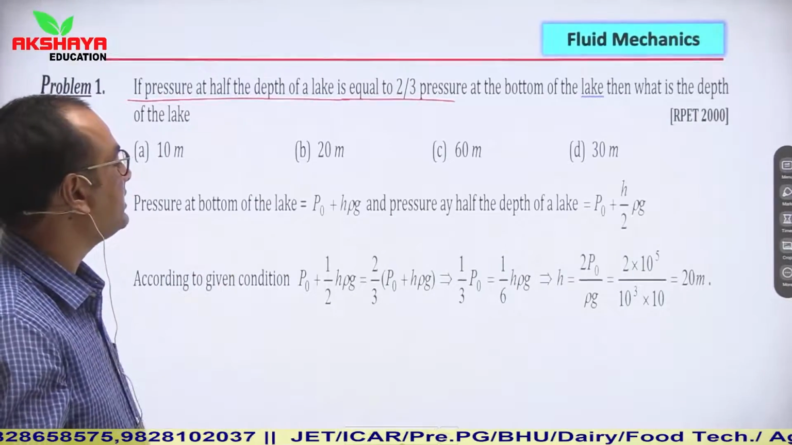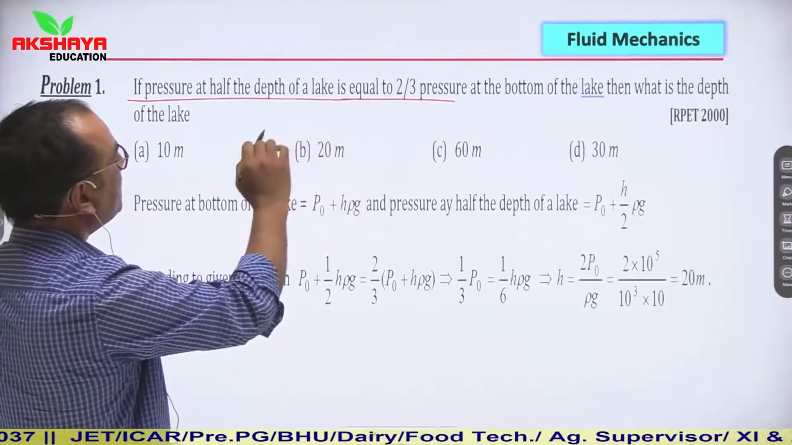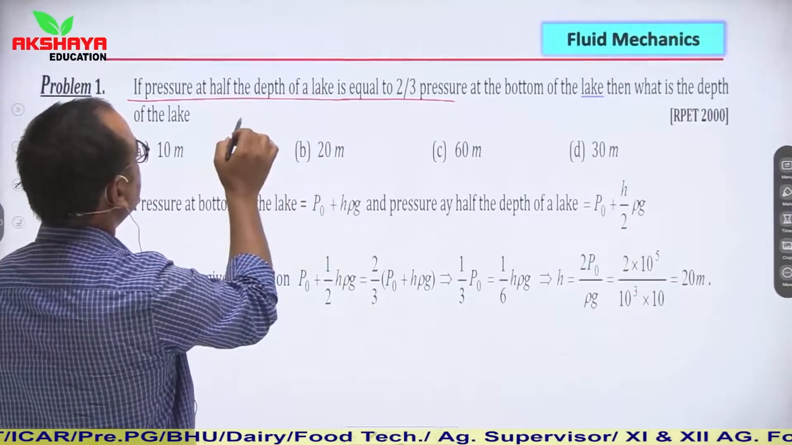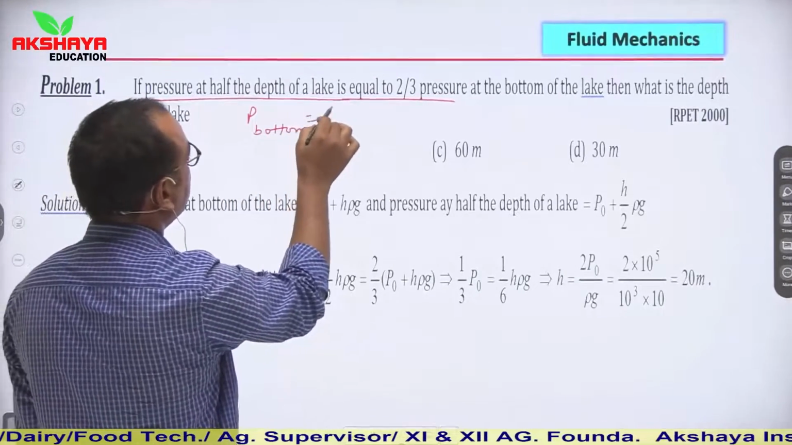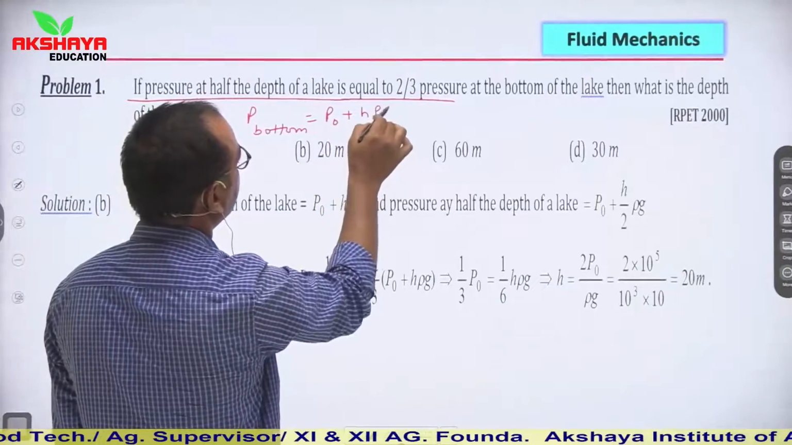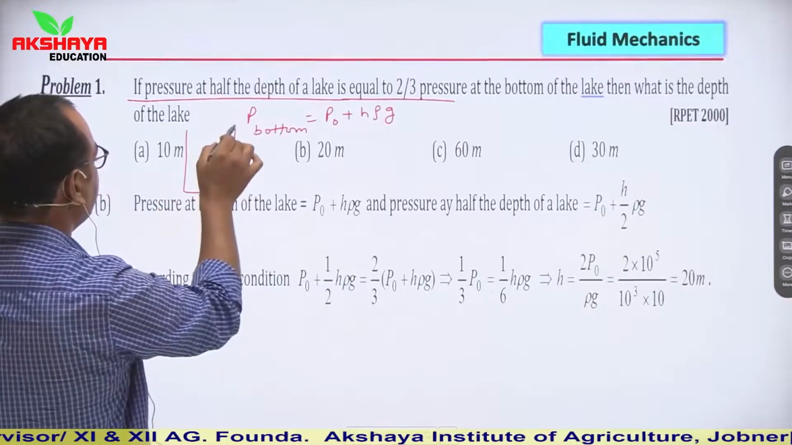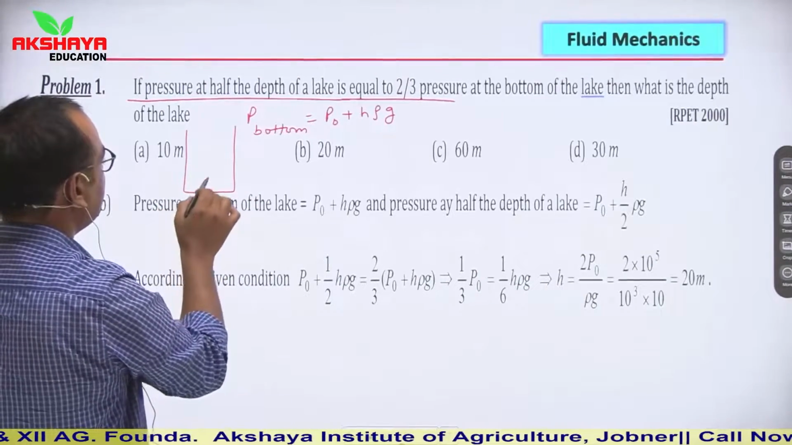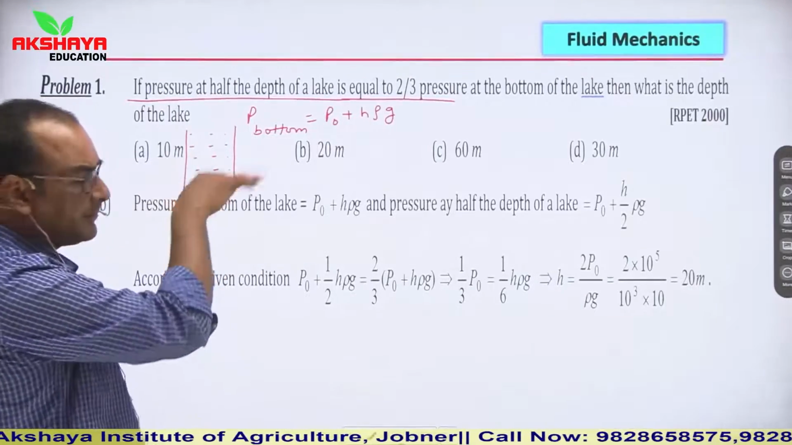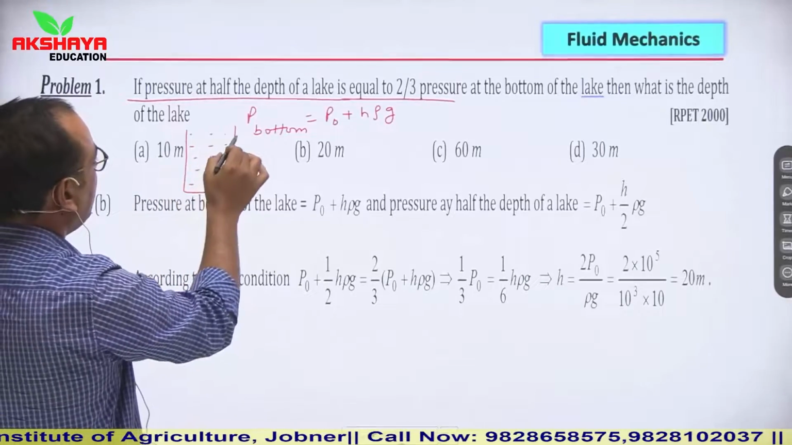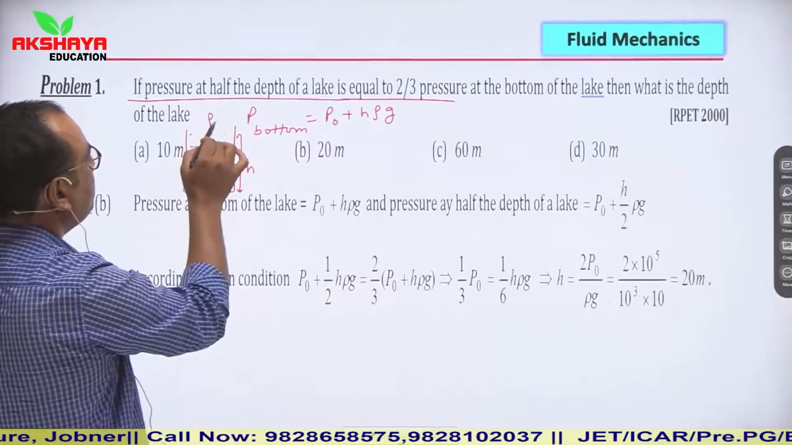So simply, we have seen the concept here that the pressure at the bottom, P bottom, is equal to, let us say, P naught plus H rho G. So I'm drawing its diagram. Let us say this is its diagram. Here we are considering that this is the liquid filled in this lake. I'm considering it a part of the lake, and it has height H. So at the top it is here P naught.